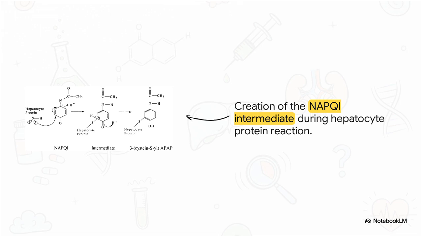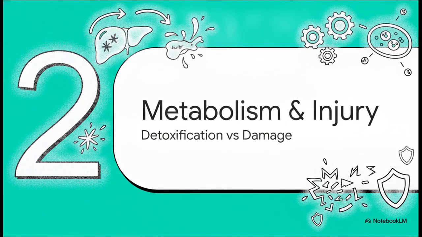Usually, glutathione protects the liver cells, the hepatocytes, from the toxic metabolites of super common drugs like acetaminophen. But when those natural defenses get overwhelmed, those highly reactive xenobiotics bind directly to the hepatocyte proteins, and that causes massive liver injury. Moving right along to Section 2, metabolism and cellular injury.